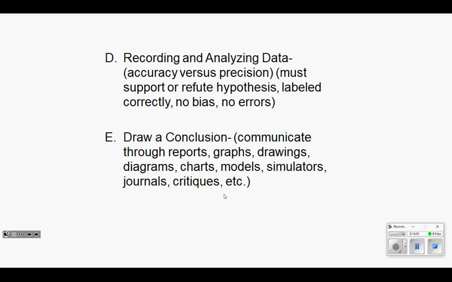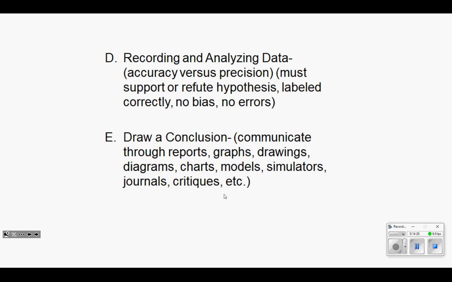You don't want to have any biases. Just because you think an experiment should turn out a certain way doesn't mean you can manipulate the data to fit your ideas. And make sure that it doesn't have any errors. If you notice that there are some, you need to note those and not come to any illogical conclusions.